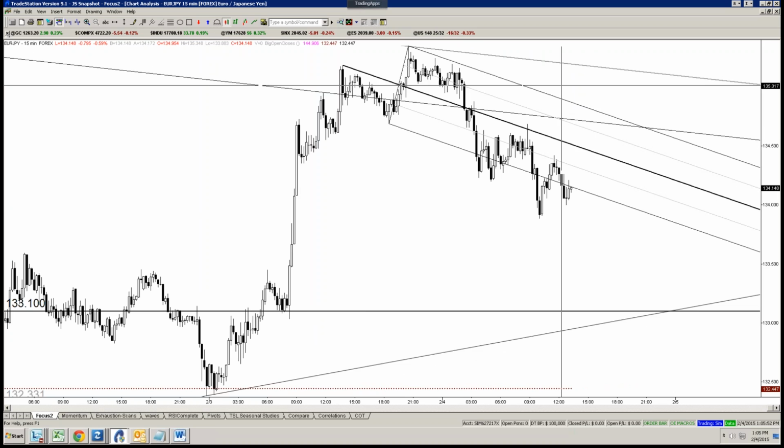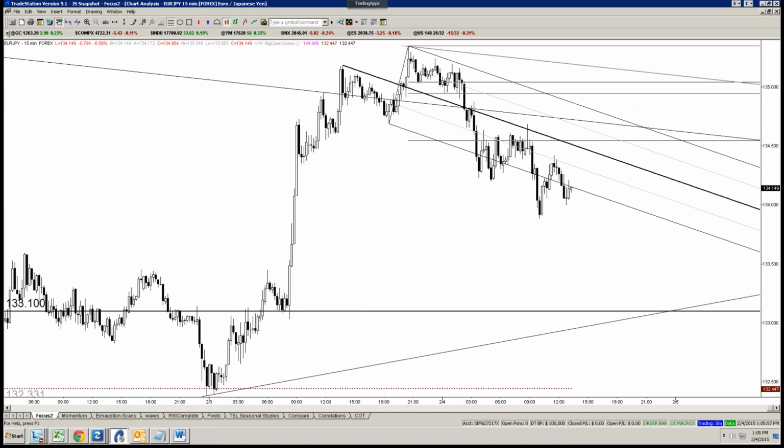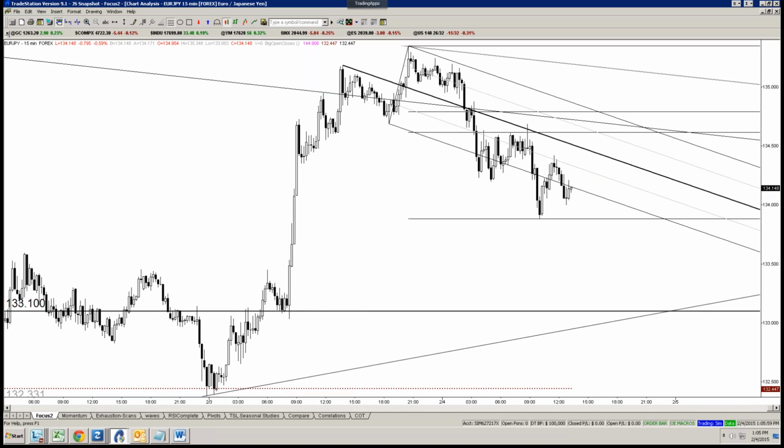Obviously, you can develop all kinds of strategies around this. You can look to sell up here at some point tonight or today if we get a late U.S. rip in equities.